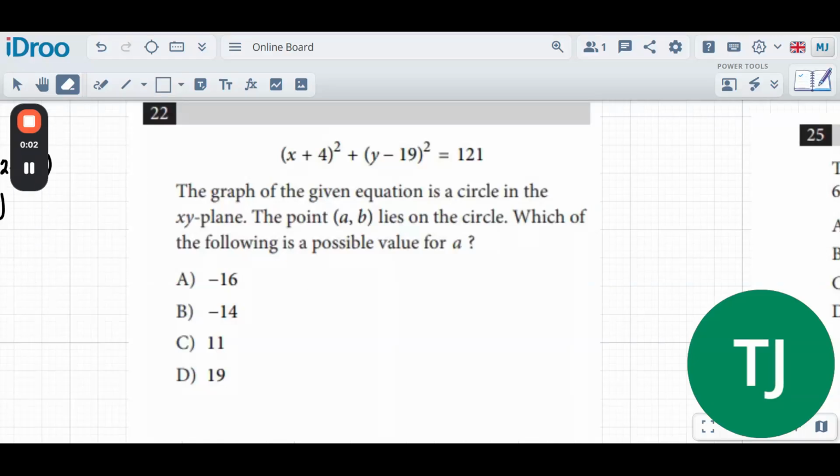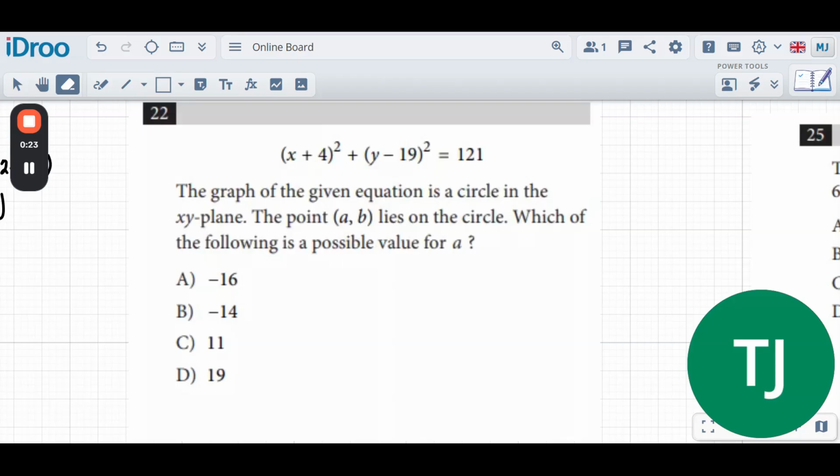This question is a practice SAT style question from the College Board. Let's take a look. (x + 4)² + (y − 19)² = 121. The graph of the given equation is a circle in the xy-plane. The point (a, b) lies on the circle. Which of the following is a possible value for a?